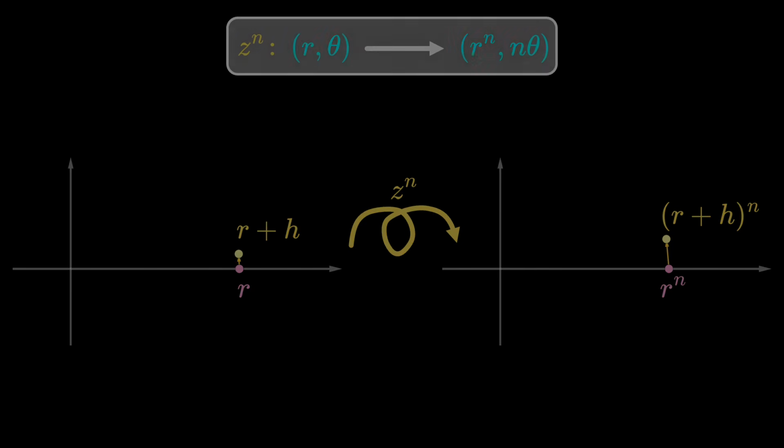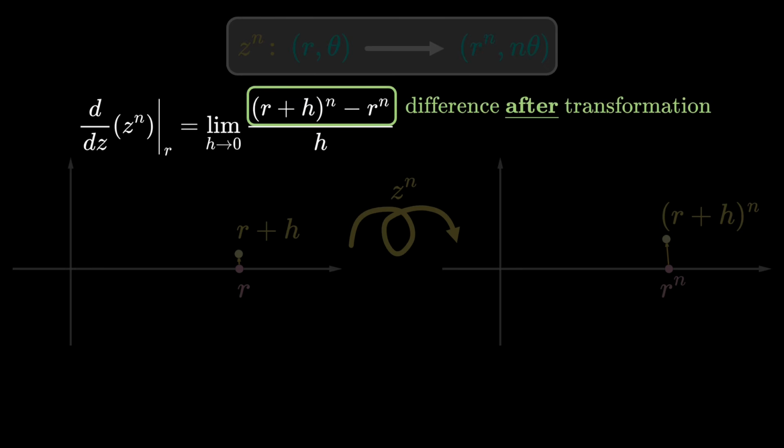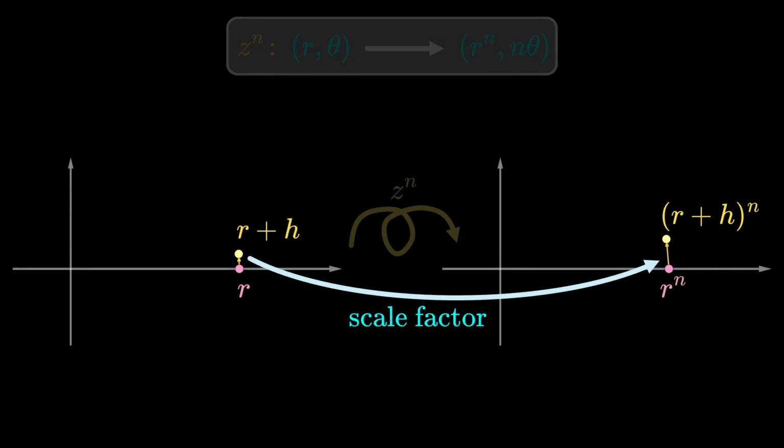Now, by definition, the derivative of this function at r is the limit of the ratio between (r plus h)^n minus r^n, the difference between the 2 points after you apply the power function, to h, the difference between the 2 points before you apply the power function. In other words, how this difference scales by raising to the power n. So the derivative is the scale factor of this difference.